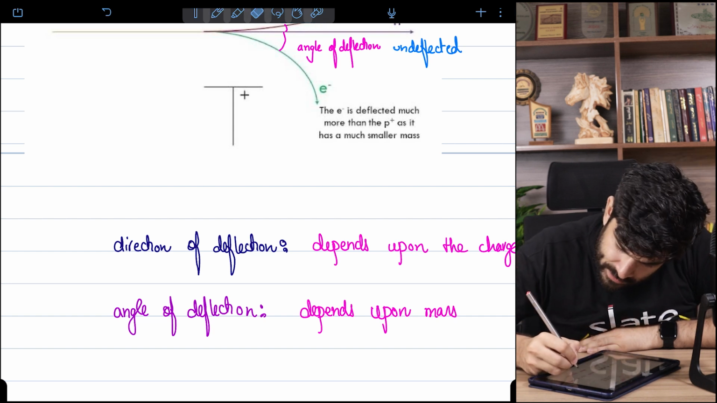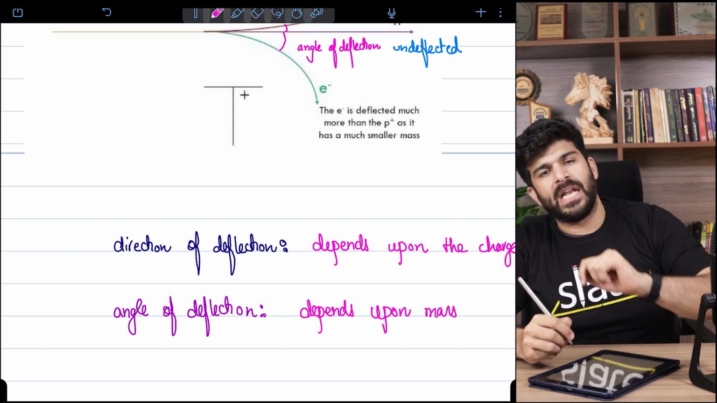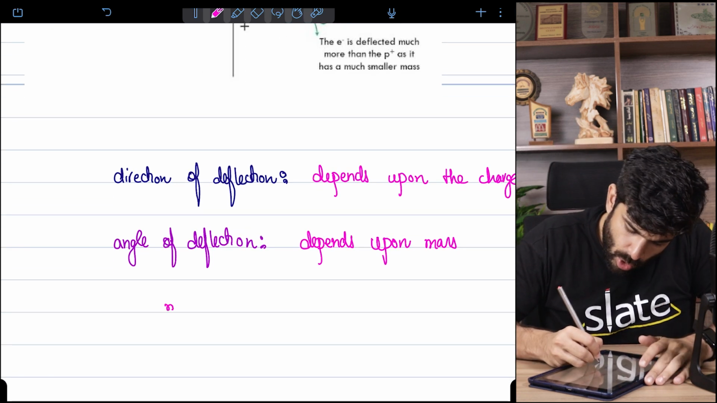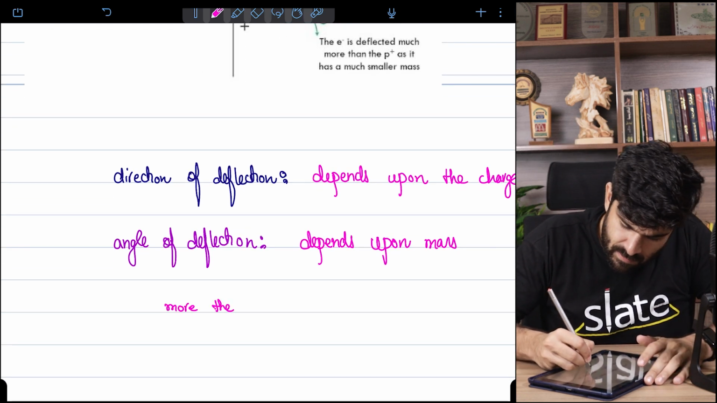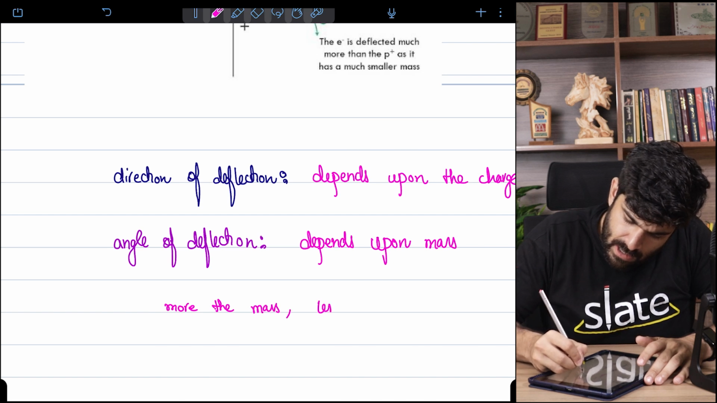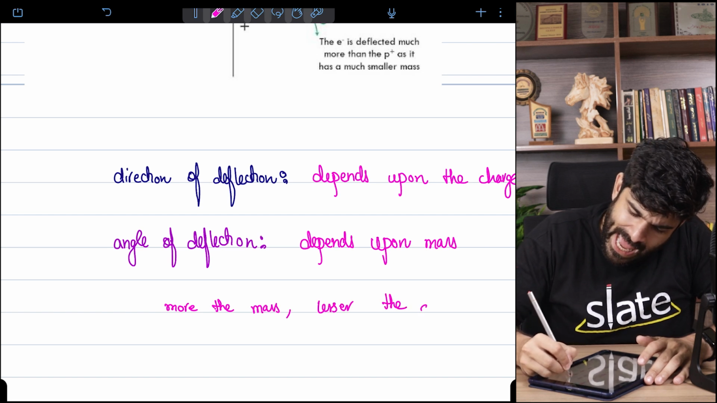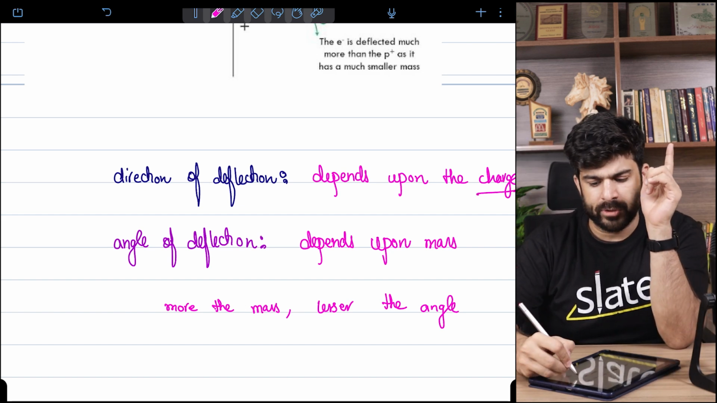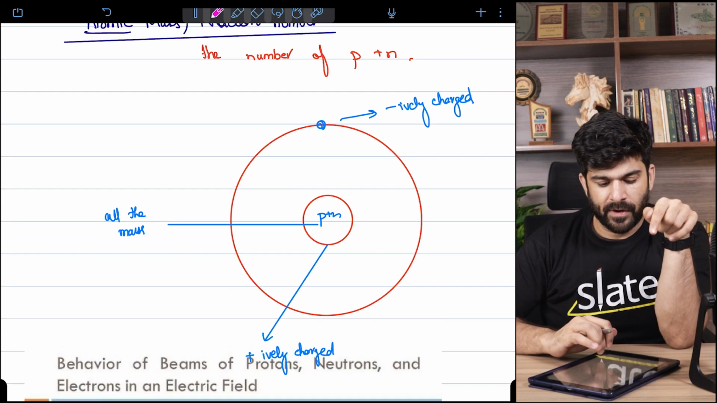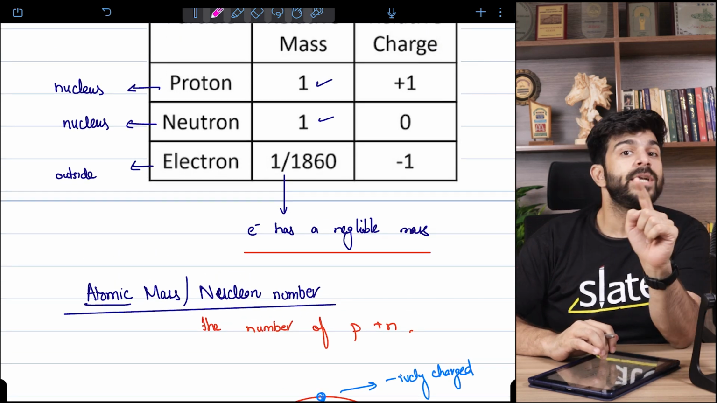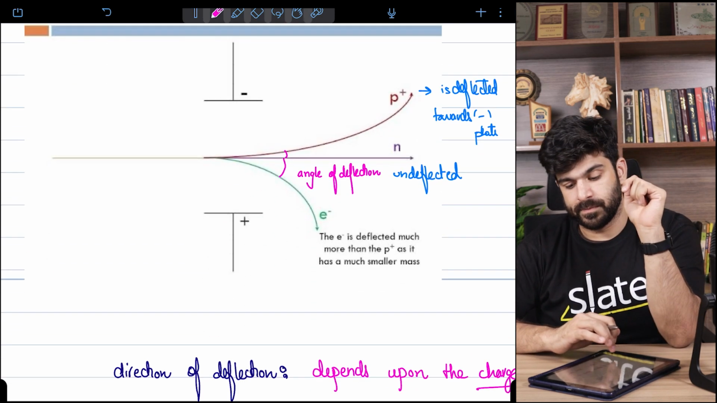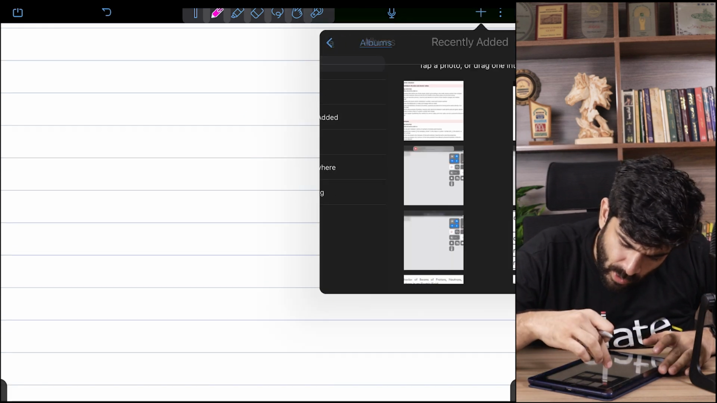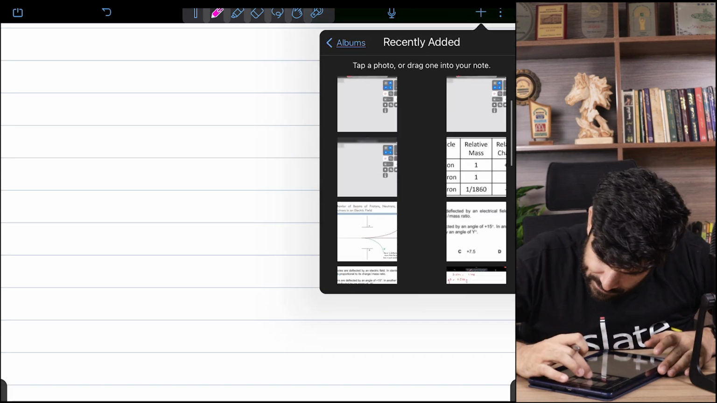Now what do we understand from this? If you look at the electron, it has more angle of deflection but lesser mass. So, the more the mass, the lesser the angle. So we are talking about charges and the relative masses, the ones from this table. We need to be very particular about that. But what is happening? Let's solve a past paper question here. At least two.